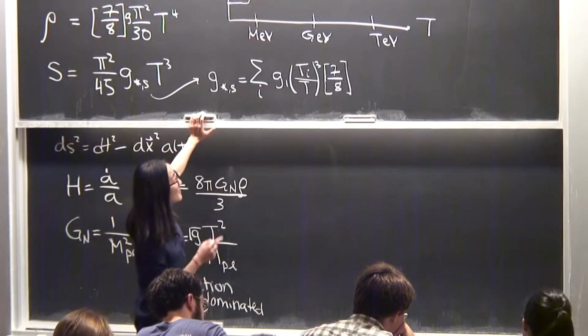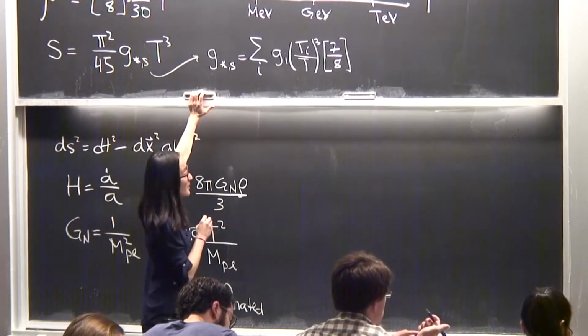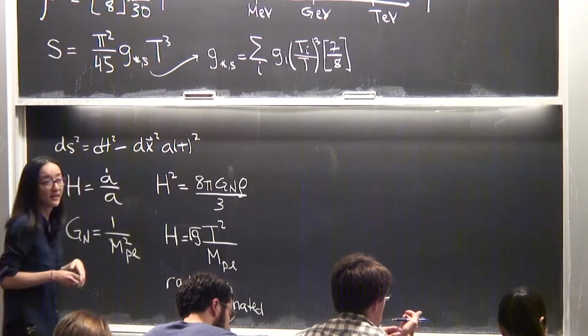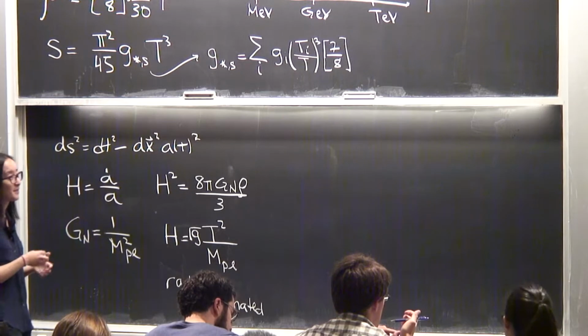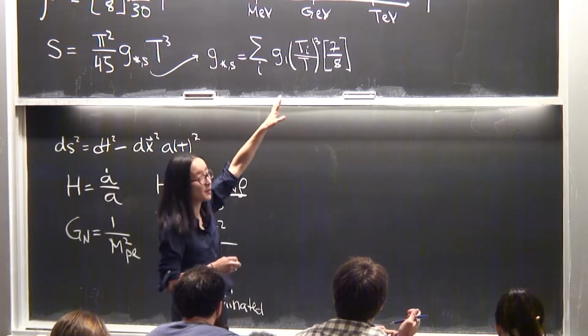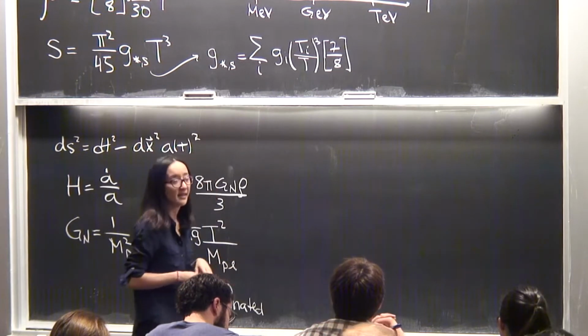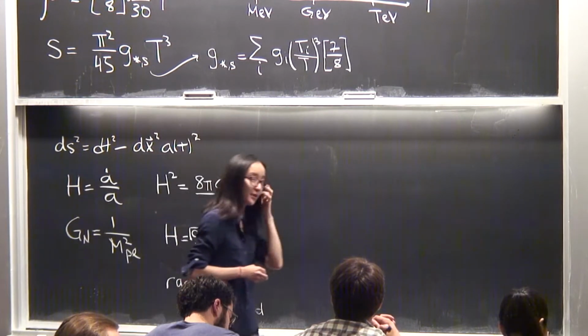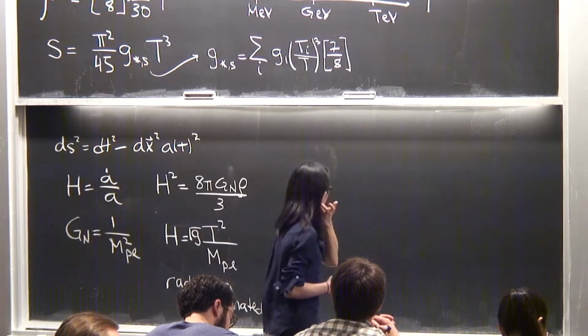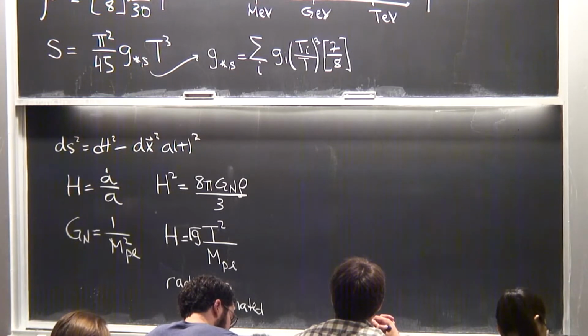Yeah, and that will play a role again in the next lecture when we talk about constraints on dark matter, and it will matter when the dark sector freezes out because of this change in the degrees of freedom in the standard model thermal bath. Okay, so this is all still just setting the stage.